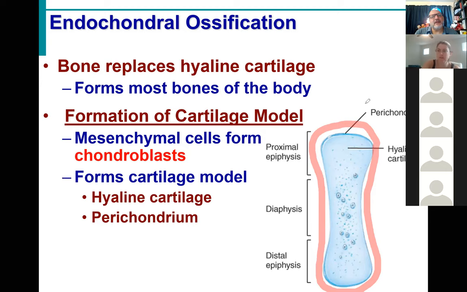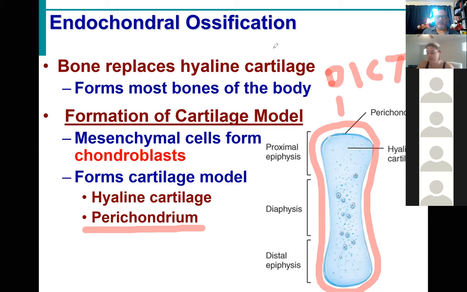Periosteum? That is the tissue based on its location, but what is the tissue type? Irregular dense connective tissue. There you go. Dense irregular connective tissue. So we have a dense irregular connective tissue that, based on its location, because it wraps around a cartilage, is a perichondrium.